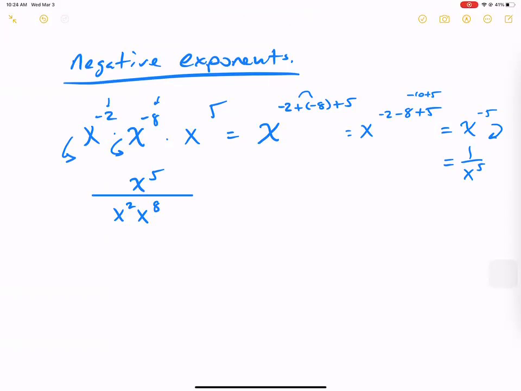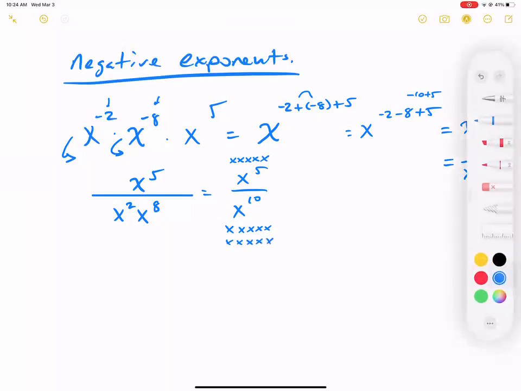From here, we can say, well, don't we have 5 on top and 10 on bottom, because I'm adding 2 and 8? Now, there's two ways of looking at this. One is the classic, I have 1, 2, 3, 4, 5 on top, and 1, 2, 3, 4, 5, 6, 7, 8, 9, 10 on the bottom. If we want to get rid of x's, we're going to divide x 1, 2, 3, 4, 5. These guys all cancel out. They all divide out to become 1. And we're left with 5 of them on the bottom.